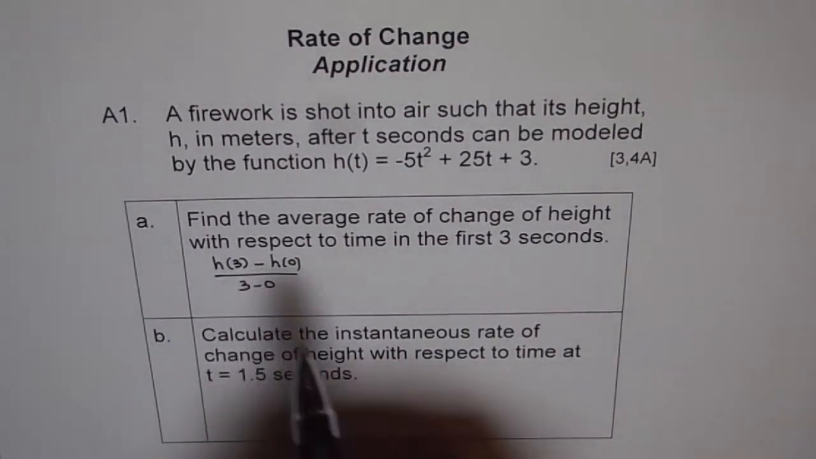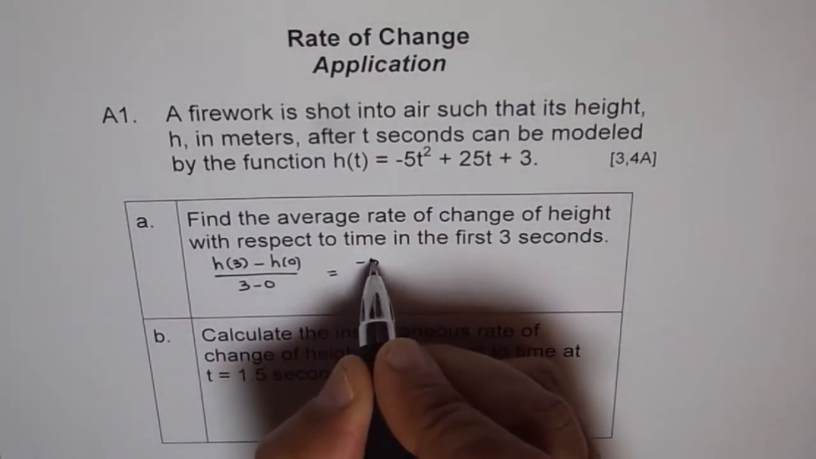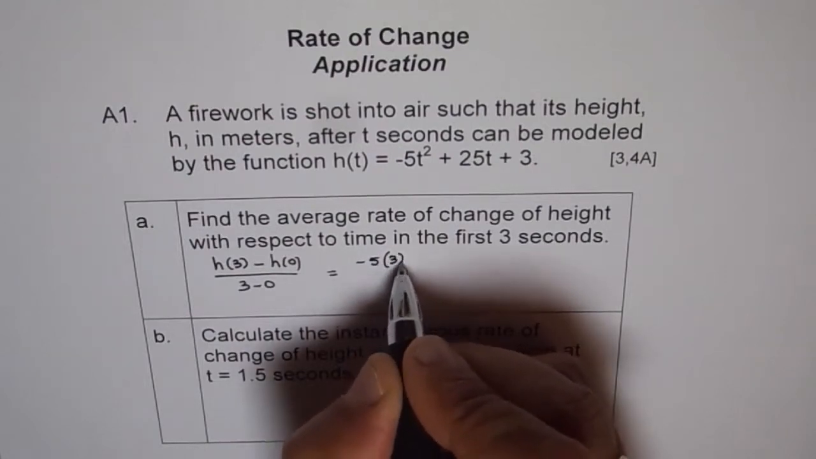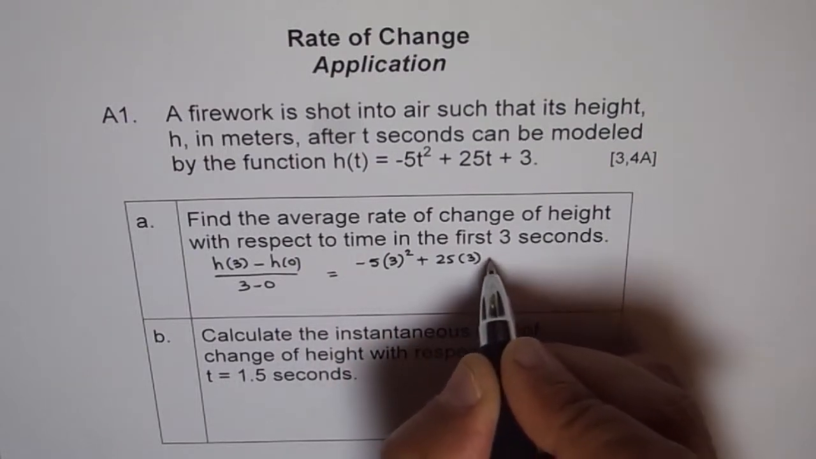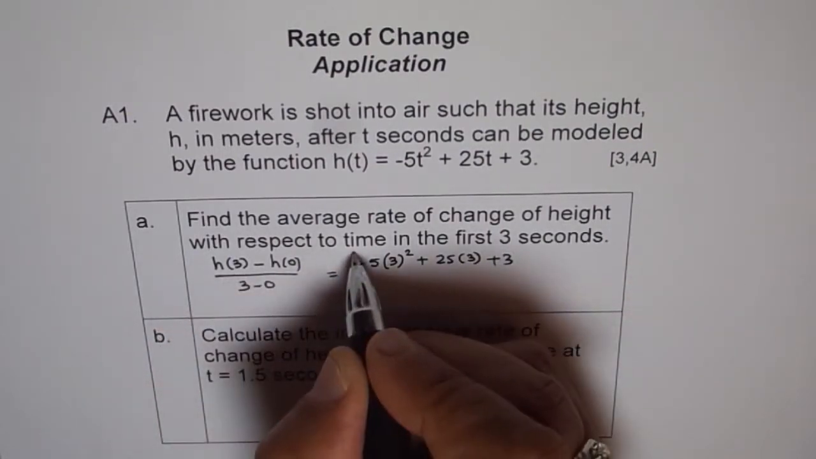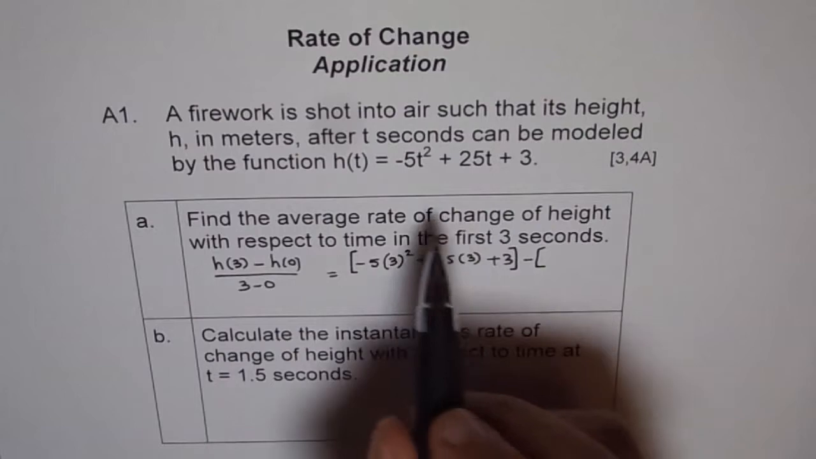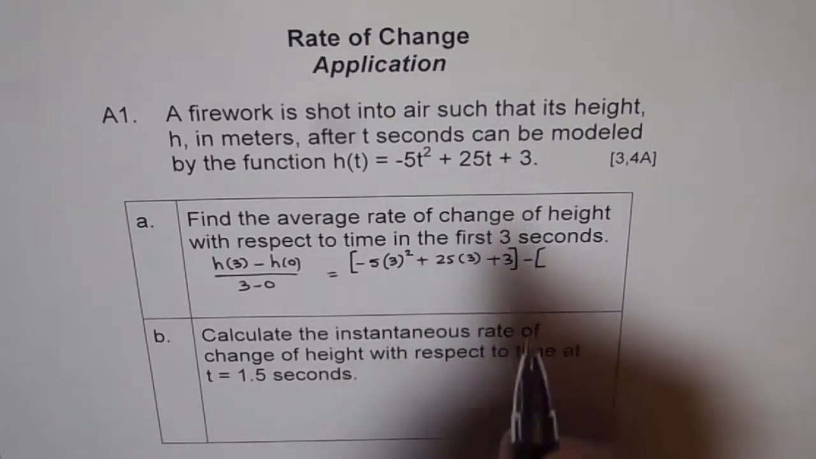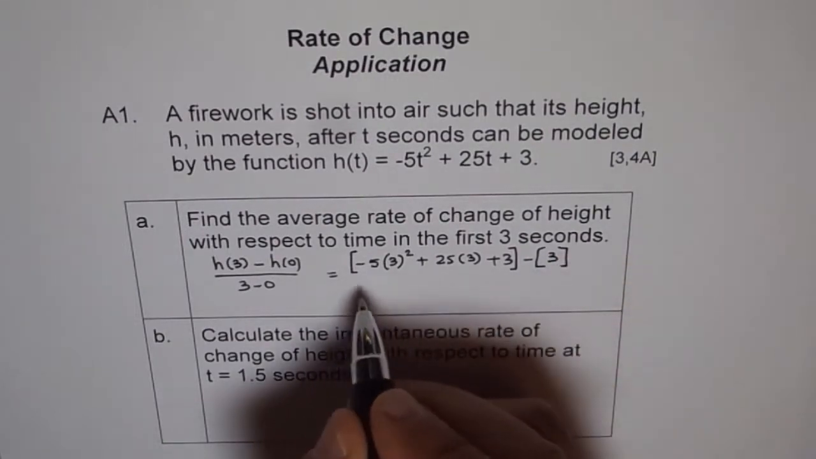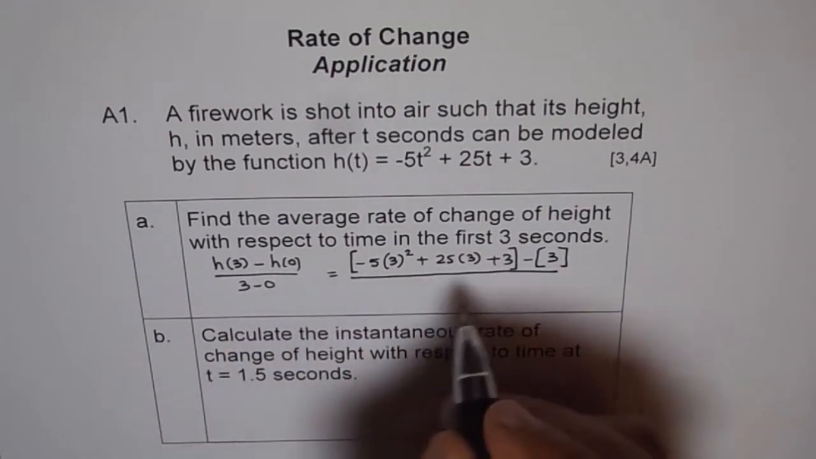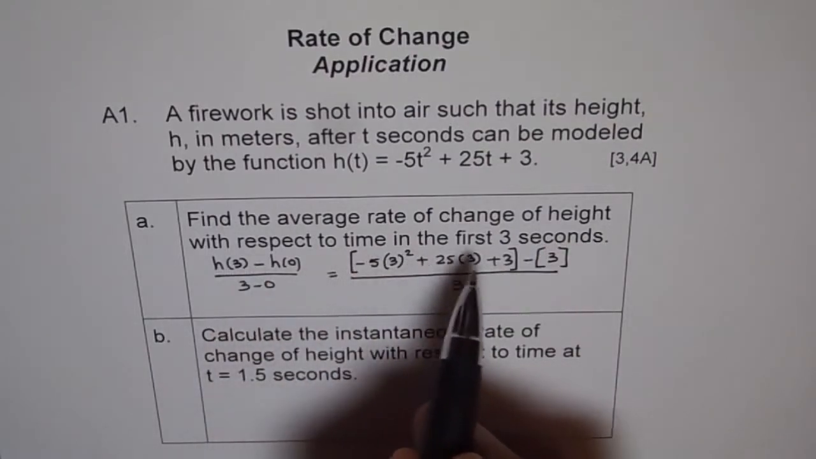So h of 3 means you'll plug in 3 here, correct? You say this is equals to minus 5 times 3 square plus 25 times 3 plus 3. This is your h of 3. Let me put it in square brackets. Minus h of 0. So when I put t as 0 here, this becomes 0, this becomes 0, and we get 3, right? So I'm not writing those. They are zeros, yeah. 3 here. Divided by 3 minus 0, which is 3. So that becomes your average rate of change of height with respect to time in the first 3 seconds.